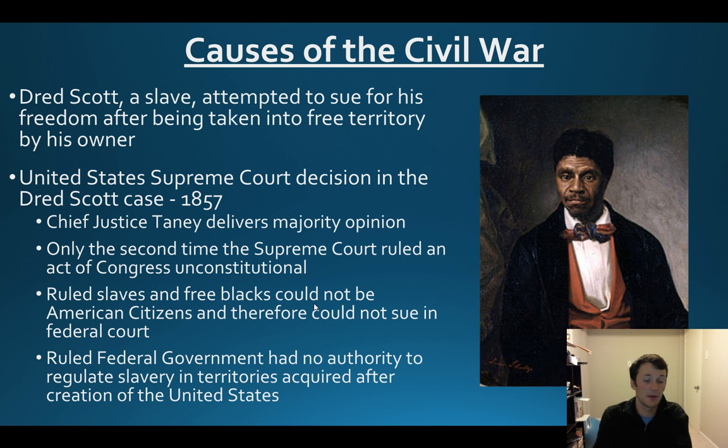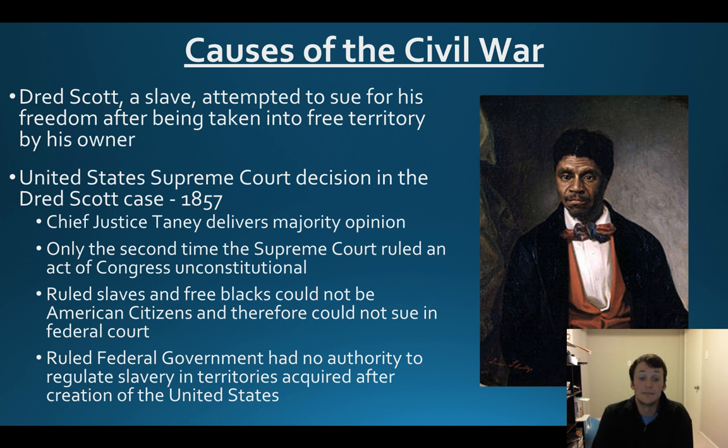So moving forward here, we talked about the Dred Scott decision, which is a United States Supreme Court decision, basically saying that slaves are property, and effectively, because of that, they can't sue in federal court, and therefore he can't get what he wants, to be free. And then it also goes further, saying that the government has no power to regulate slavery in the territories acquired after the creation of the United States. And as a result, this is one of the craziest Supreme Court decisions.